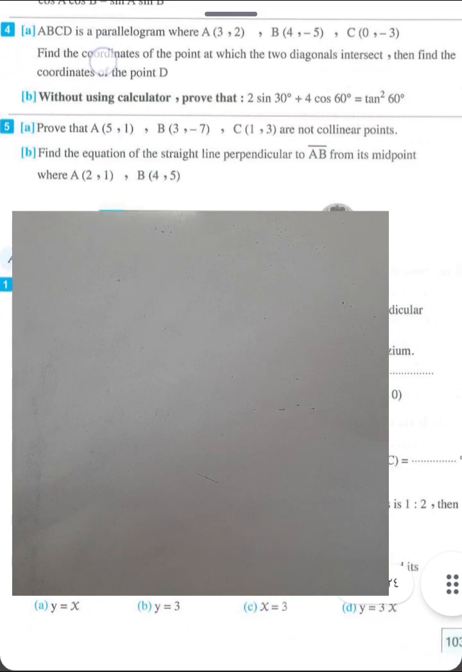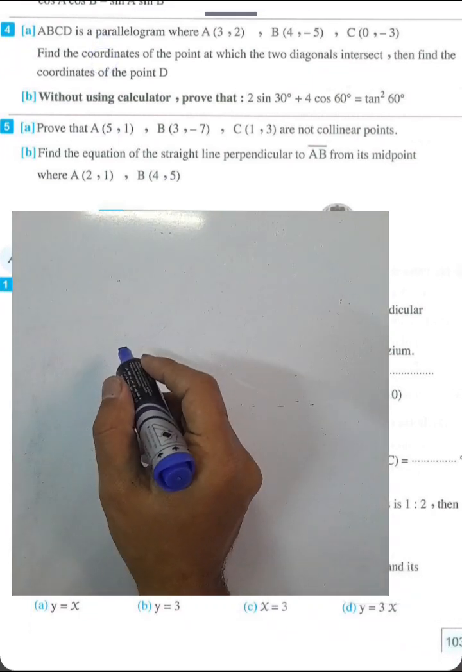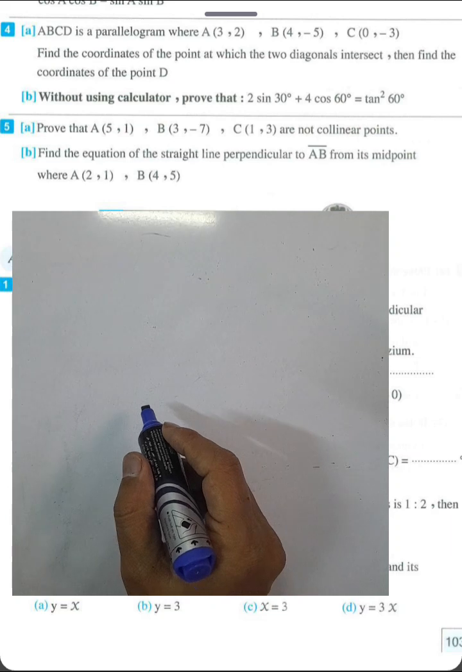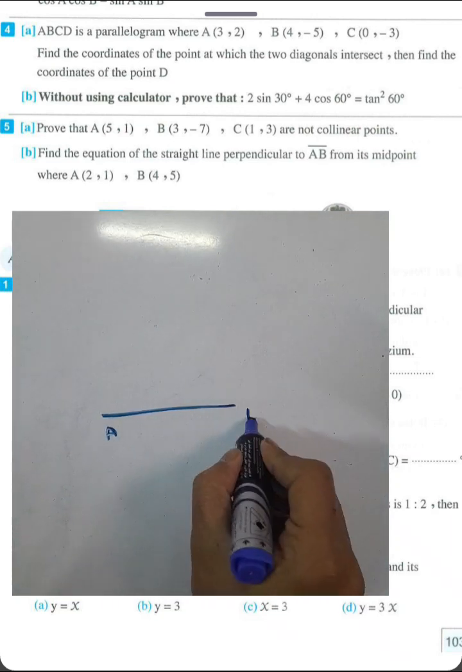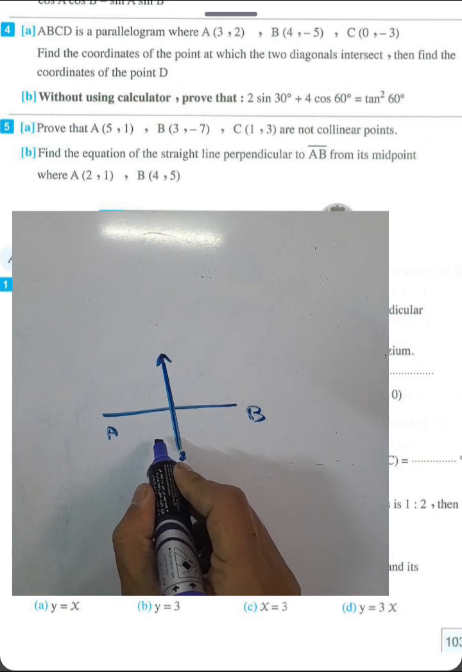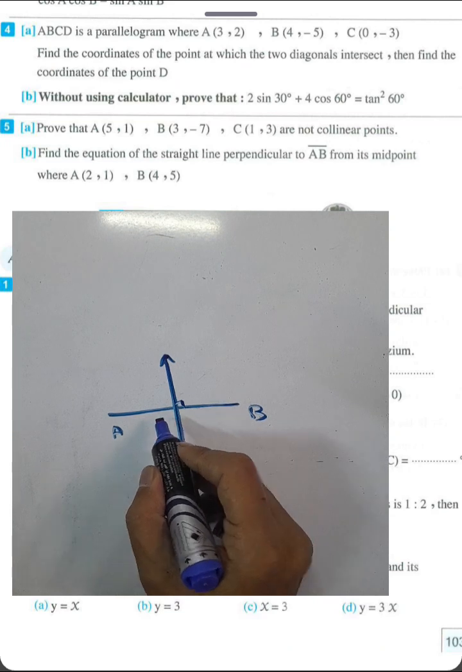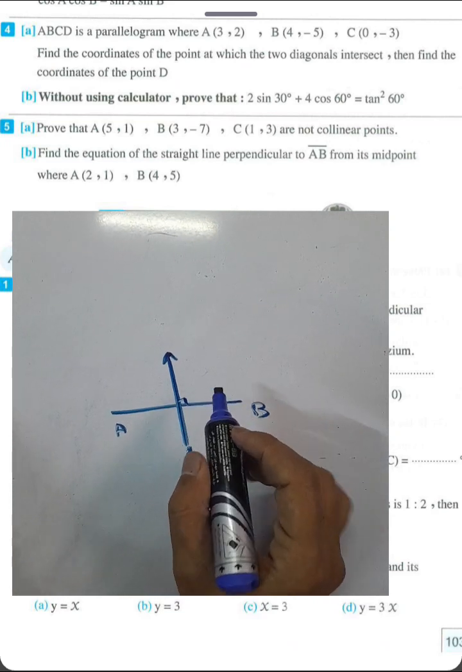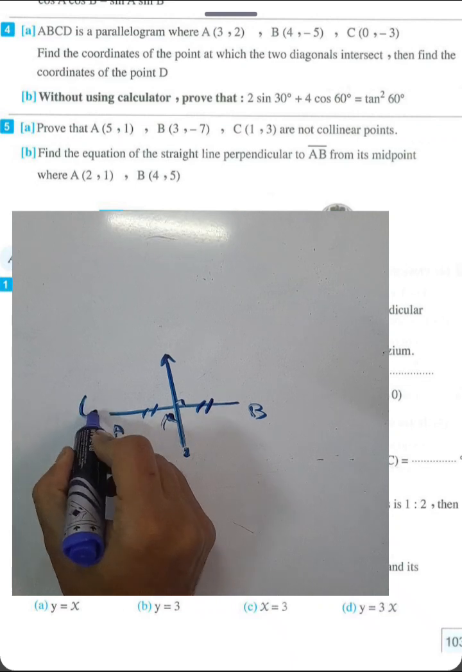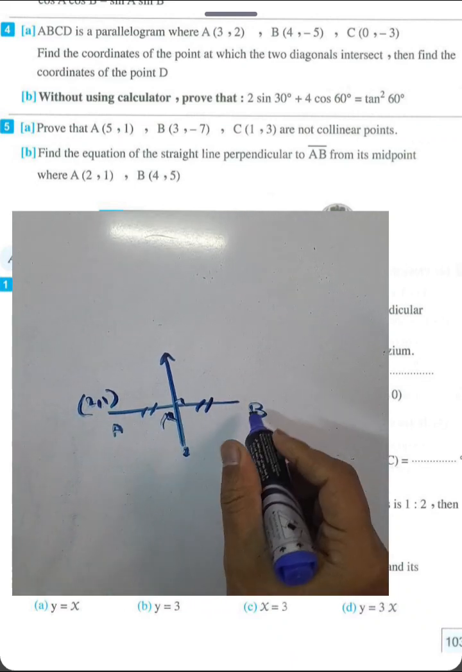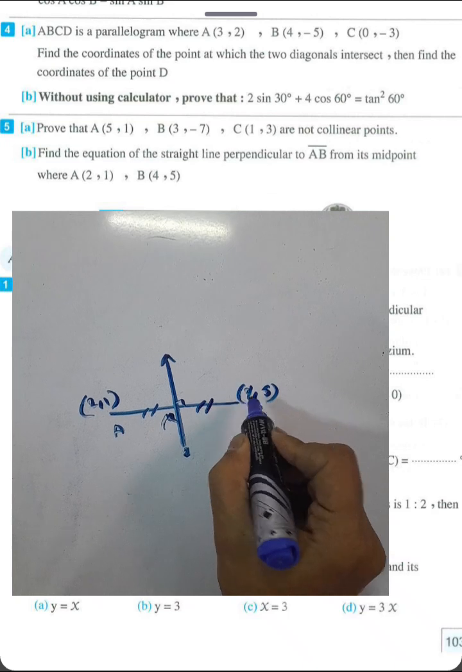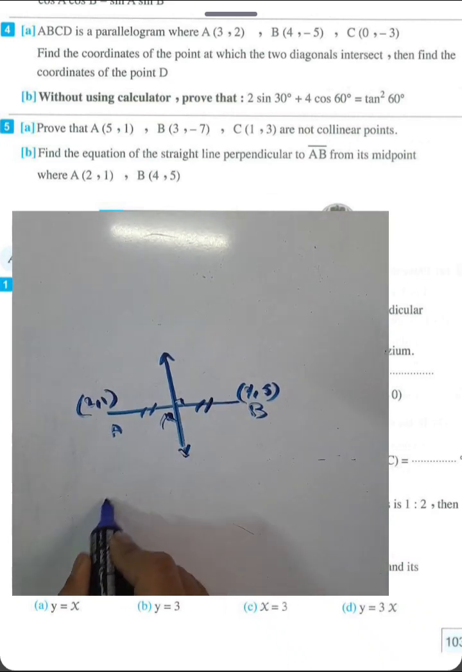Next example, number 5, letter B. Okay, find the equation of the straight line perpendicular to AB at its midpoint. Its midpoint here we'll call M. He gives us the point A (2, 1) and the point B (4, 5). Okay, and its midpoint M.